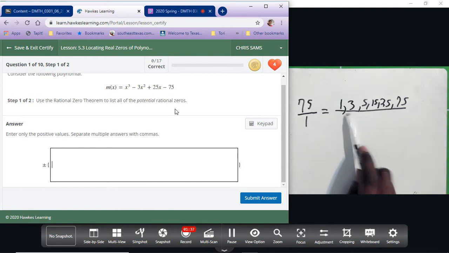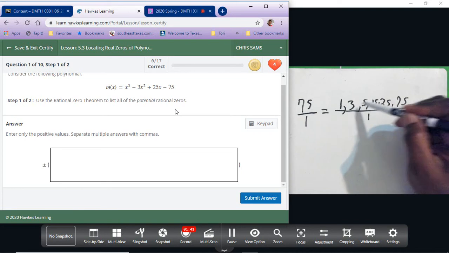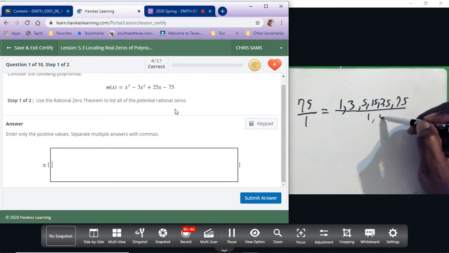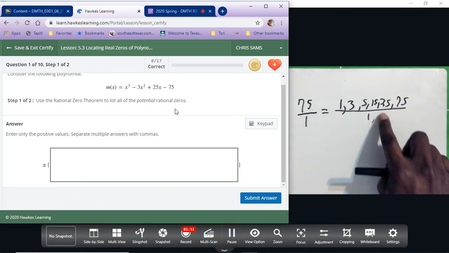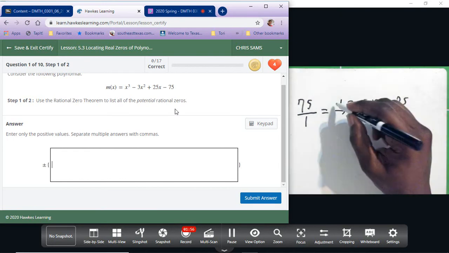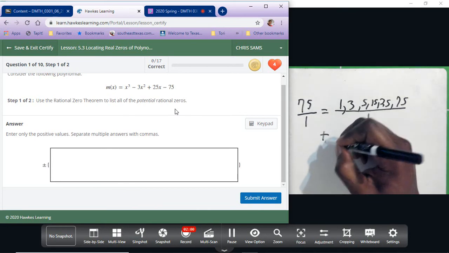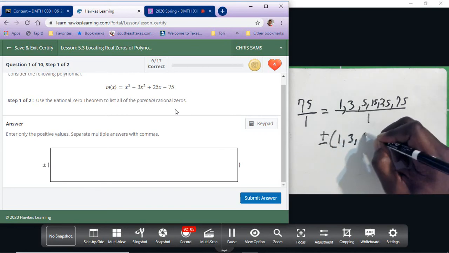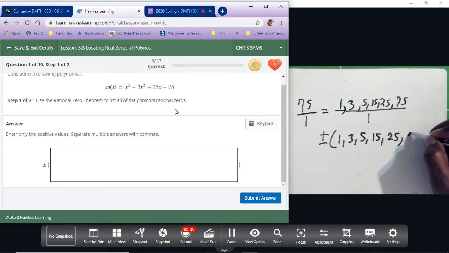Once we do this, 1 is the only factor of itself. So we would take each number divided by 1. And if there were other factors down here, say 4 was down here, for example, I would take each of these numbers and divide it by 4. And that would make a bigger list. But for now we only have 1 on the bottom. So that means I'm only going to end up with the list on top. And so my possible zeros are positive or negative 1, 3, 5, 15, 25, and 75.